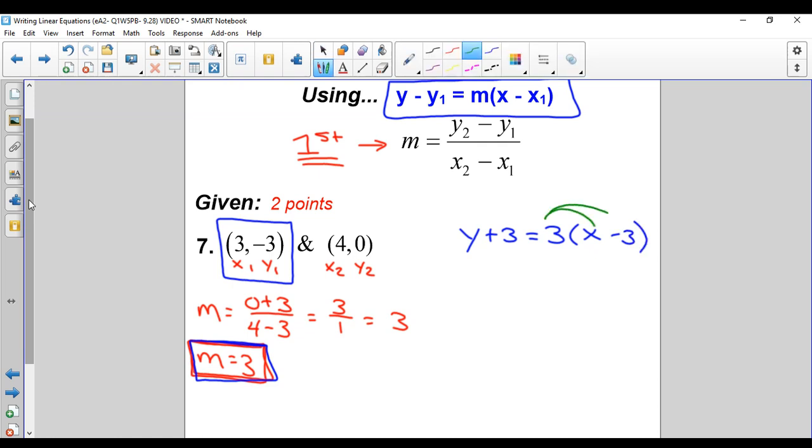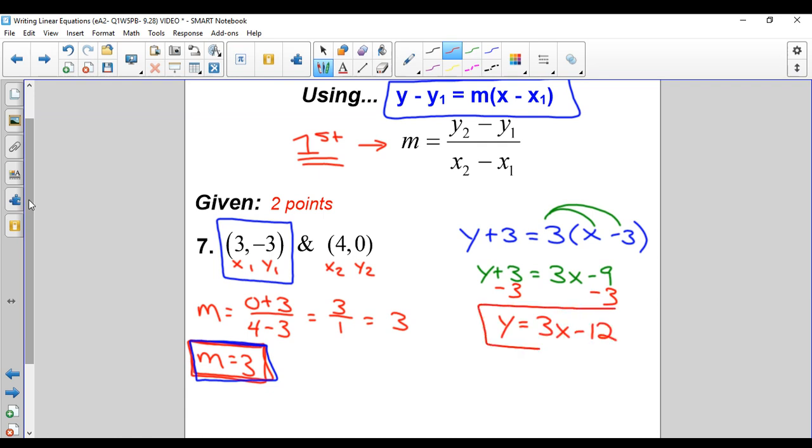Remember point slope form, you distribute first, work on getting y by itself. This needs to happen first. And then you subtract 3 from both sides. You get y equals 3x minus 12. There's the equation of the line. So you need to find the slope first. You pick a point. It doesn't matter what point you pick. You just got to pick and then roll with it and then plug it into either form.